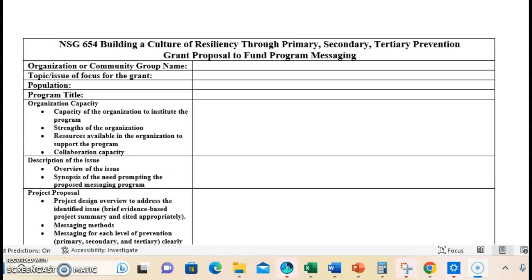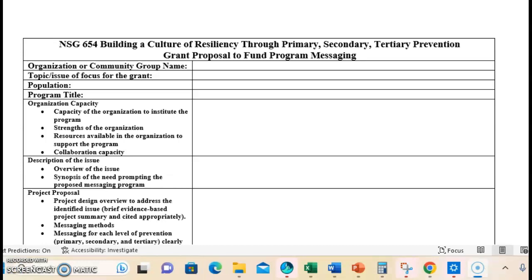Now that population and that health issue could be any one of a number of groups. Perhaps you want to focus on adolescents with diabetes, or perhaps you want your health messaging to focus on young adolescents who are at risk for STDs. So we need to identify a population as well as a health issue to then think about the health messaging, which will be specific to that population and that health issue.